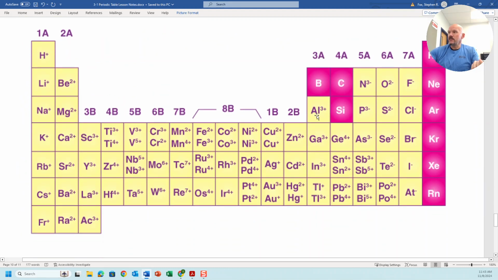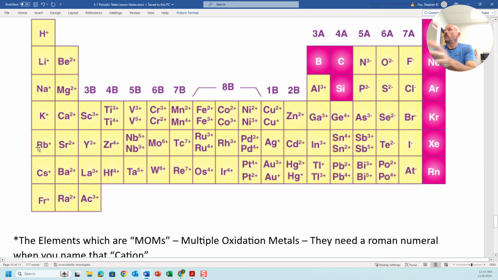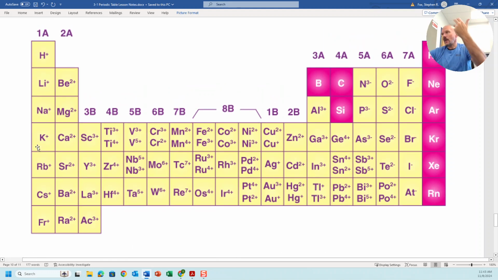So all the ions in this group are positive 3, all the ions in this group, because they have to lose 2 electrons, are positive 2, and all the ions in this group, because they have to lose only 1 valence electron, are positive 1, right? So knowing what group they're in will tell you how many valence electrons it has, and then it'll tell you what charge they'll become when they become ions, right? Because the whole goal is to get that stable octet of electrons.